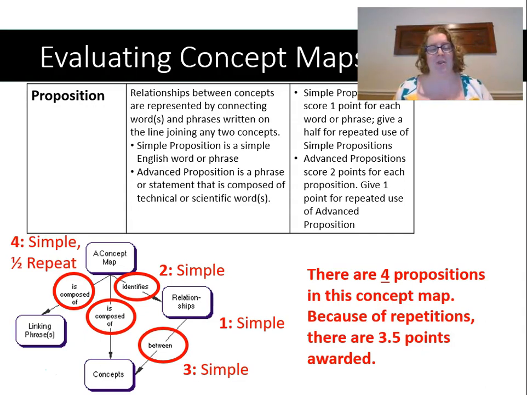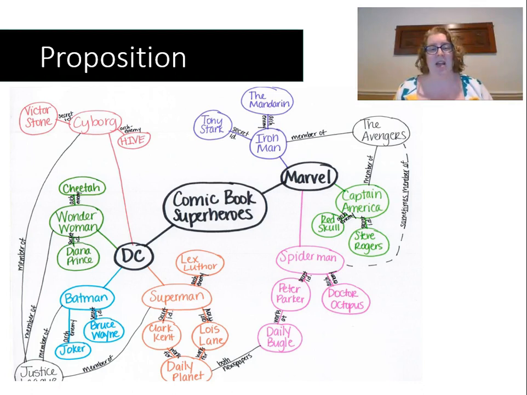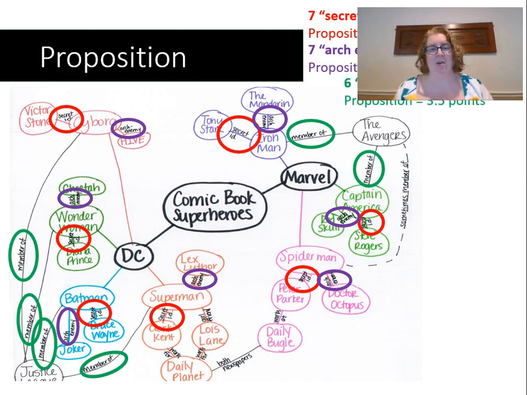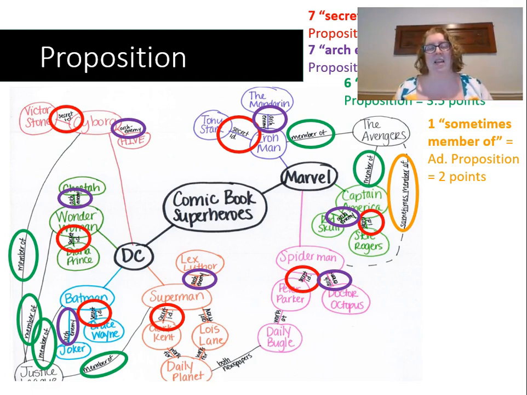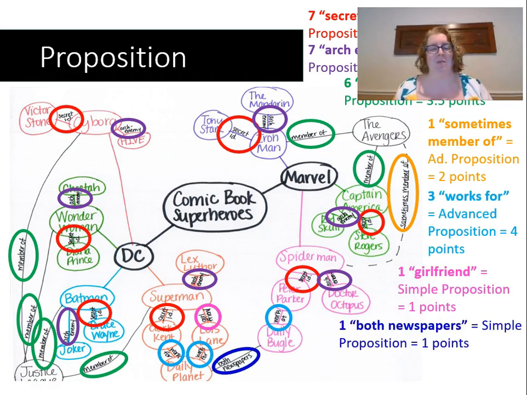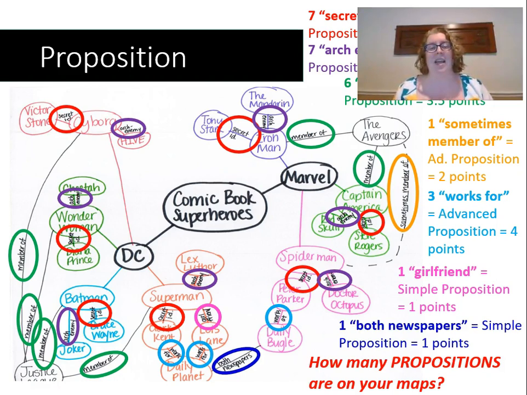There we go. So you can see in this example how I scored it. In this example, you can count how many propositions I have. So I use secret identity a lot. Arch enemy, I use several times, member of. Sometimes member of, and I counted that one as advanced. I counted these as advanced because you really had to understand superheroes. Works for, girlfriend is simple, both newspaper is simple. Again, you can see how I calculated this for this example. You can do the same thing for your examples.